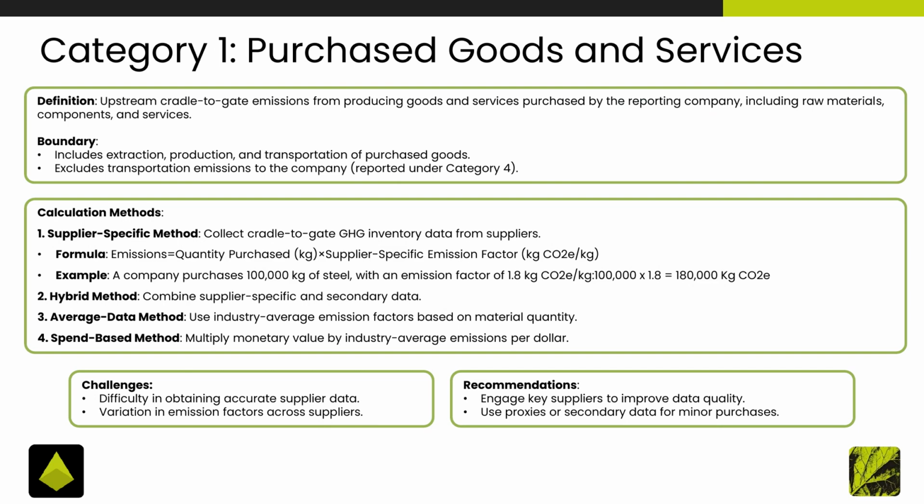This category covers upstream emissions from all inputs a company buys, including raw materials and services. To calculate emissions, methods range from using supplier-specific data to applying industry averages. The challenge lies in obtaining accurate data, but by engaging suppliers and using proxies, companies can significantly improve data quality and make strides in reducing their carbon footprint.